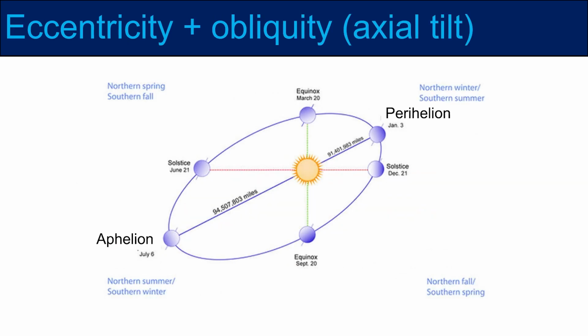So it looks something like this. You've got that asymmetrical orbit, aphelion, perihelion, July, January. In the north, we have summer in July because we are pointed and tilted towards that sun, even though we're farther away. And then at perihelion, the southern hemisphere has its summer, we have our winter. Right? So this is a combination of eccentricity and obliquity.